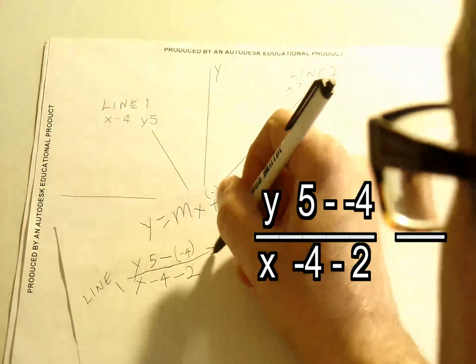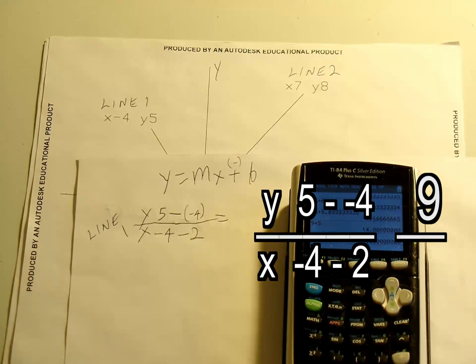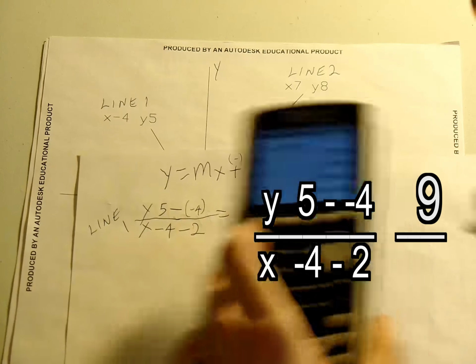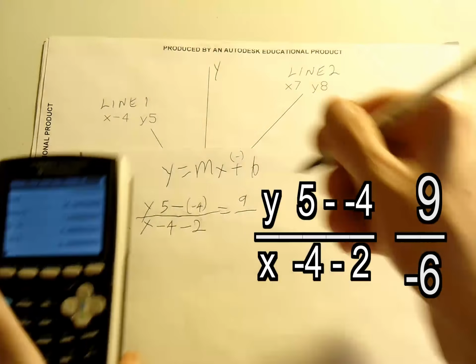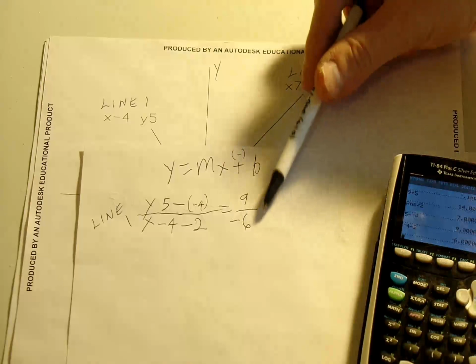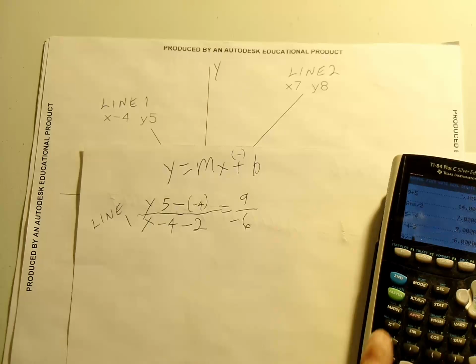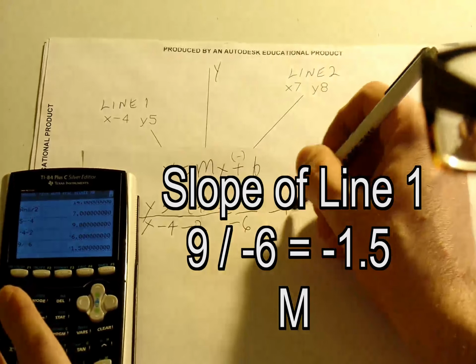So again, y divided by x. Right there's the beginning of the equation. 5 minus negative 4 is 9. And then the x part, negative 4 minus 2, is negative 6. Then we are going to divide 9 by negative 6, and that will be the slope for line 1. The slope, or m, in the equation is negative 1.5. Slope of line 1, negative 1.5.